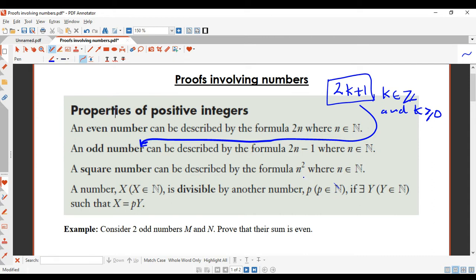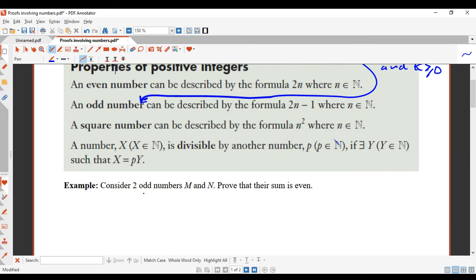A square number is written in the form n squared, where n is a natural number. And last of all, a number x, which is an element of the natural numbers, is divisible by another number p, where p is an element of the natural numbers too, if there exists a y, an element of the natural numbers, such that x equals py. In other words, if I can divide x by p and get another natural number y with no remainder, that means x is divisible by p.